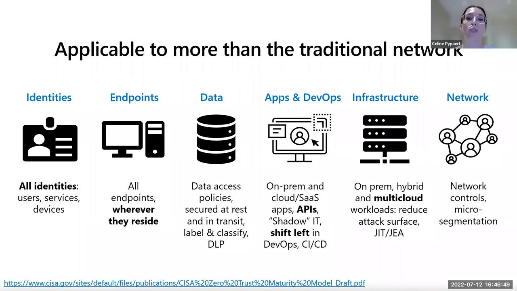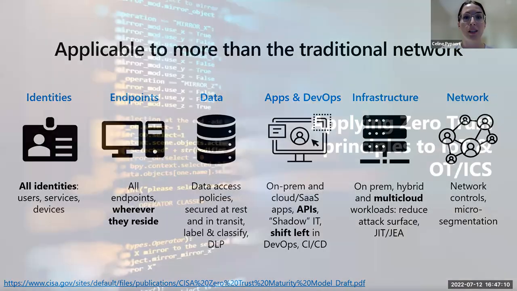And then looking at infrastructure as well, whether that's your on-premises, your multi-cloud workloads, a hybrid model, any on-prem as well as in the cloud. How do you reduce that attack surface? How do you empower people with just-in-time and just enough access? And then networks as well. So do you have network controls in place and micro-segmentation, for an example?